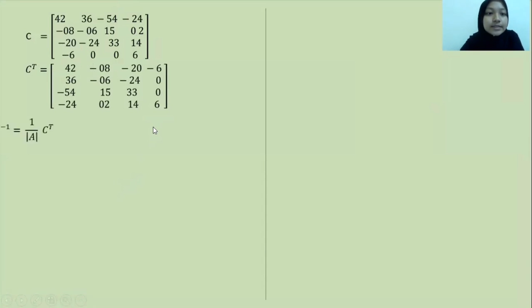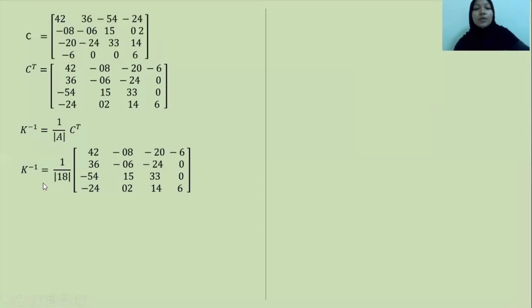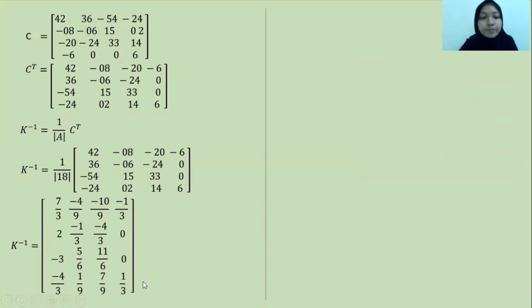All right, next. Now we can find the inverse of the K3. In order to find the inverse of the K3, you have to use this formula, which is 1 over determinant A times the transpose cofactor. Okay, this you'll just have to multiply it. 42 multiplied by 18, 36 multiplied by 18, negative 54 multiplied by 18, and so on. Once you finish this step, you will get this matrix. All right. So we've already got the inverse.